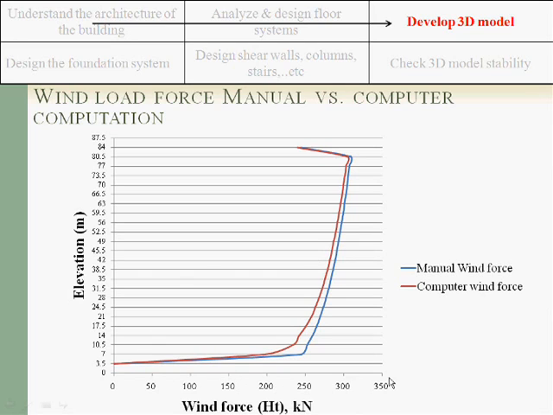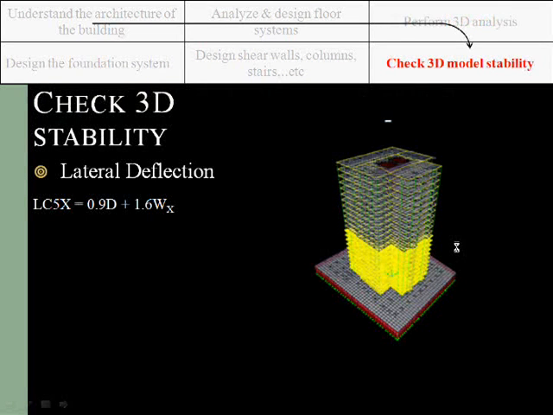This is a comparison between the manual and the computer wind analysis calculations. You can see this axis is the wind force per floor in kilonewtons, and the elevation. As you can see, the values are very near, and this is why we have been assured that our values and results are true.